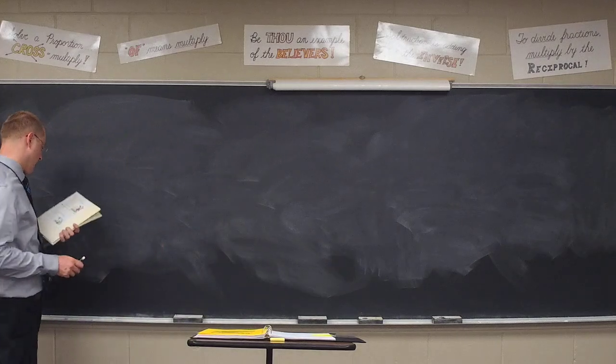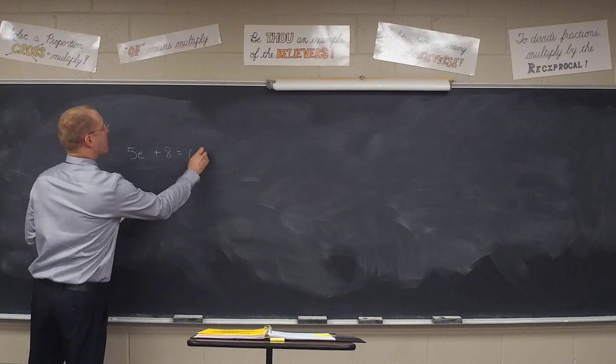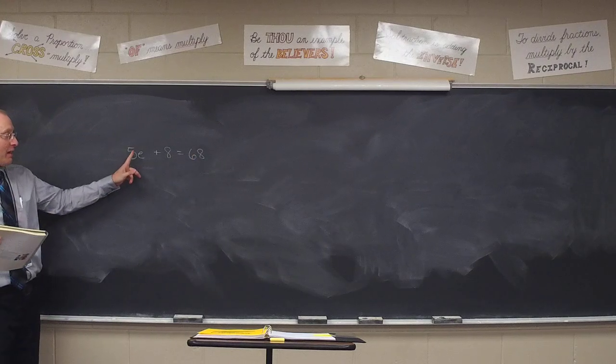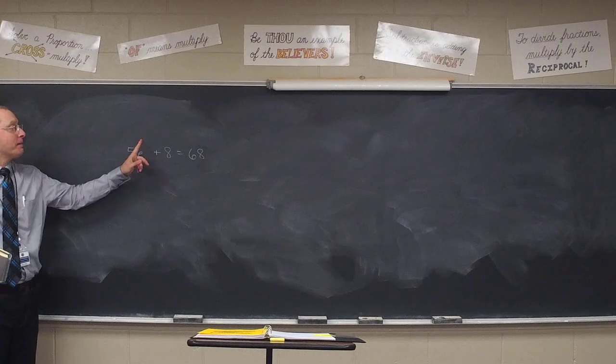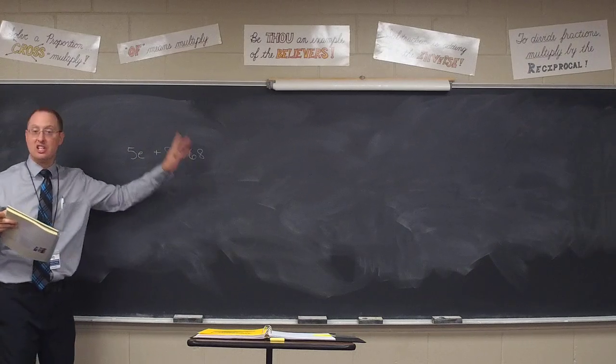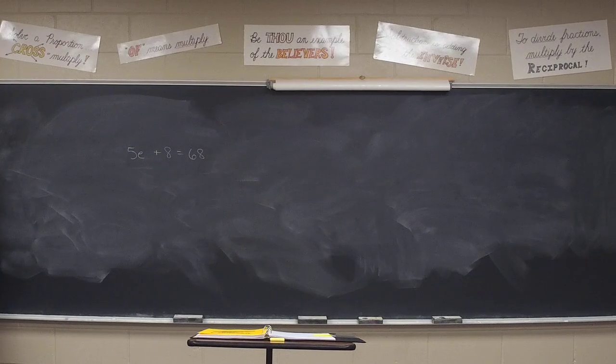5 times E is increased by 8, the result is 68. What is the number? All right, how would I write that? 5E plus 8 equals 68. How many had the exact same thing, maybe with a different letter, but you had 5 times some letter, increased by 8, result is 68? You had that same equation. Good. Any questions on where that came from now that you've seen it?